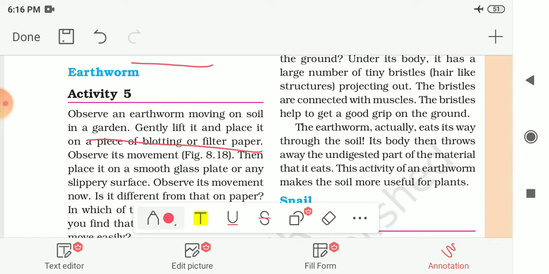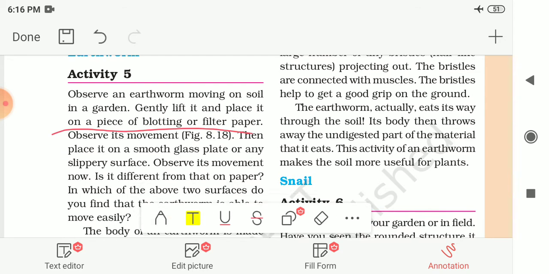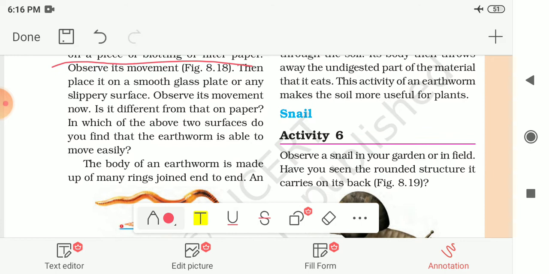Observe an earthworm moving on the soil, and then gently lift this earthworm and place it on a piece of blotting paper, or you can also use filter paper, and observe its movement. Then place this earthworm on a smooth glass plate or slippery surface and again observe its movement. Is it different from the paper, and on which of the above two surfaces do you find that the earthworm is able to move easily?